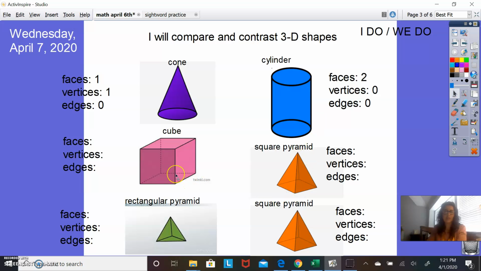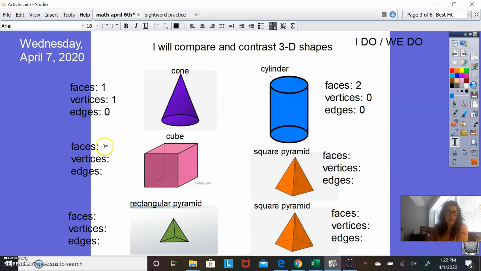Let's do the next one together. Though I can't hear you, I know that you are following along. Okay, so our first job here, before we can compare and contrast these two shapes, is we need to describe them. So we'll start with the number of faces for the cube. Let me come over here and get ready to type in.